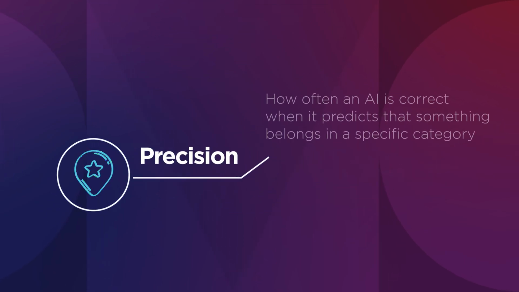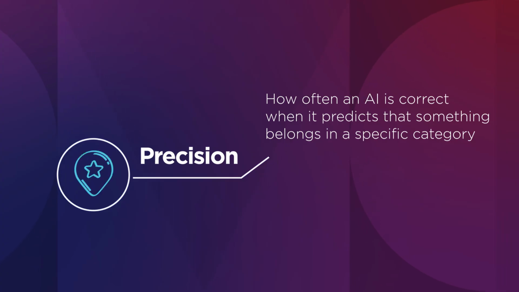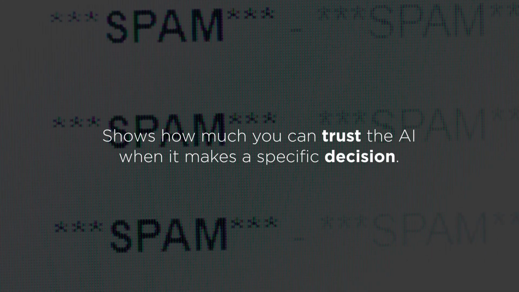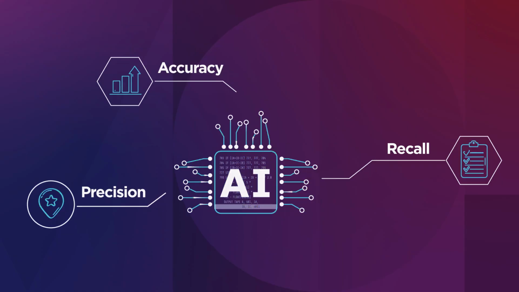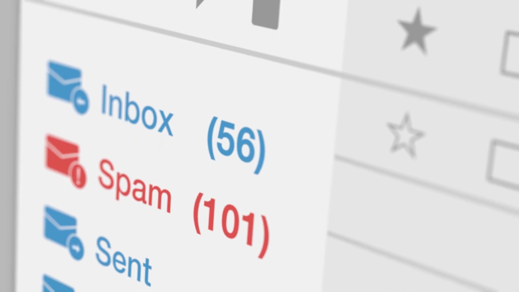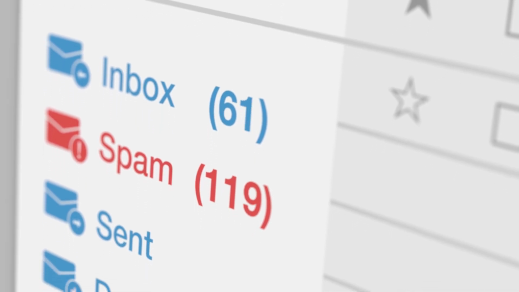Precision measures how often an AI is correct when it predicts that something belongs in a specific category, like labeling an email as spam. In simple terms, it shows how much you can trust the AI when it makes a specific decision. Recall is whether a model can find all objects of the target class. For example, can it find all of the spam emails?